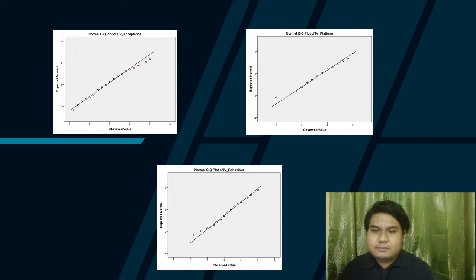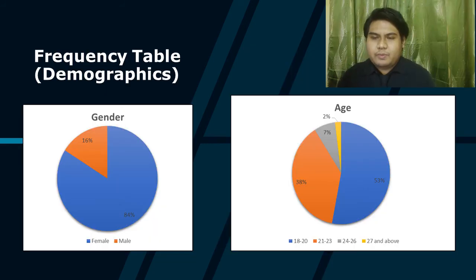The next slide shows the normal QQ plot for the DV acceptance, IV platforms and the IV instructor behavior. Furthermore, we continue with the frequency table. First is gender, which is included in the demographic.